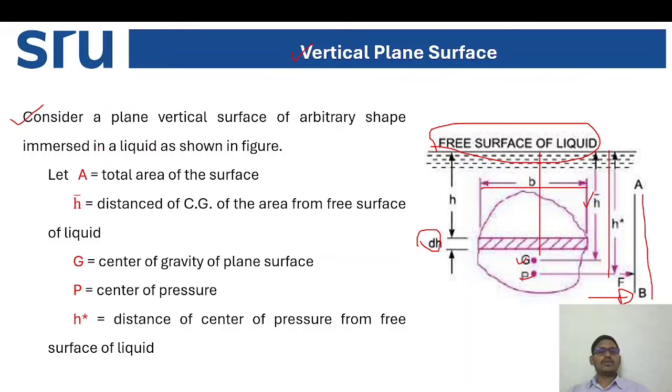Let A equal to the total area of the surface, h bar equal to the distance of CG of the area from the free surface of the liquid, and G is the center of gravity of the plane surface, and P is equal to the center of pressure, and h star equal to the distance of the center of pressure from the free surface of the liquid.